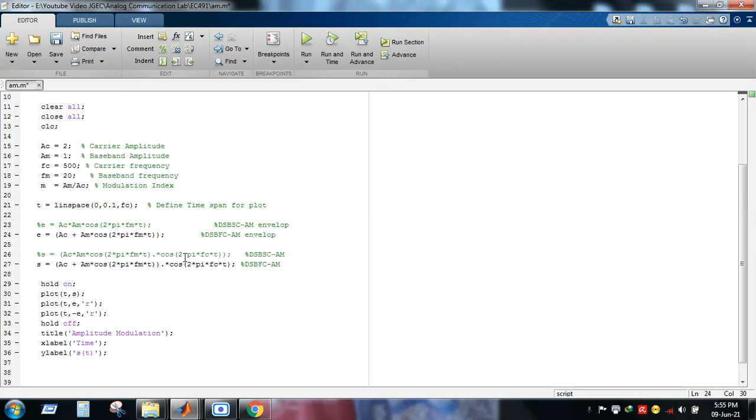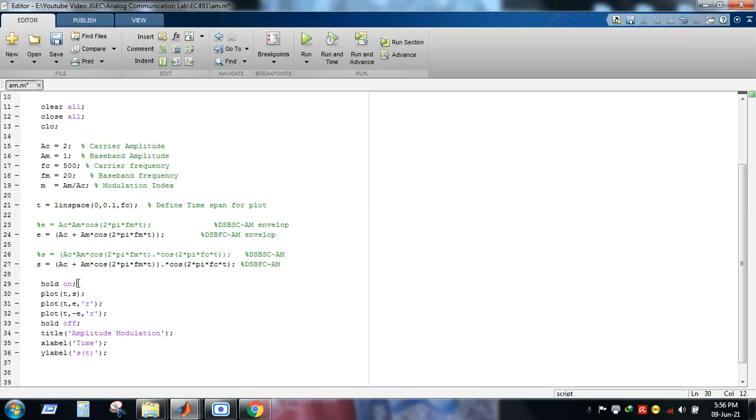Our objective is to plot, for each value of t, the corresponding value of the envelope as well as the DSBFC signal. Similarly, we are getting the value of s for each value of t. The command to plot between two variables is plot(t, s), where t is the time, that means the x-axis, and the variable to be plotted against the y-axis is written here, s. Initially we are plotting the DSBFC signal, that is s(t).